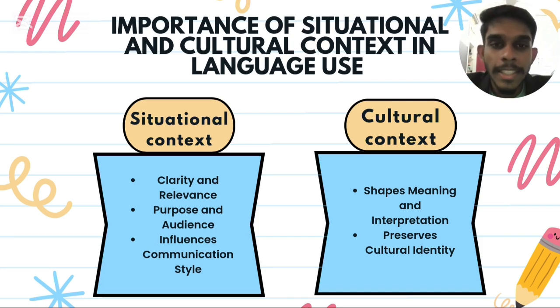So, we already looked into what is situational context and what is cultural context, and also the key aspects of both contexts. So now let's look into the importance of situational context and cultural context in language use.